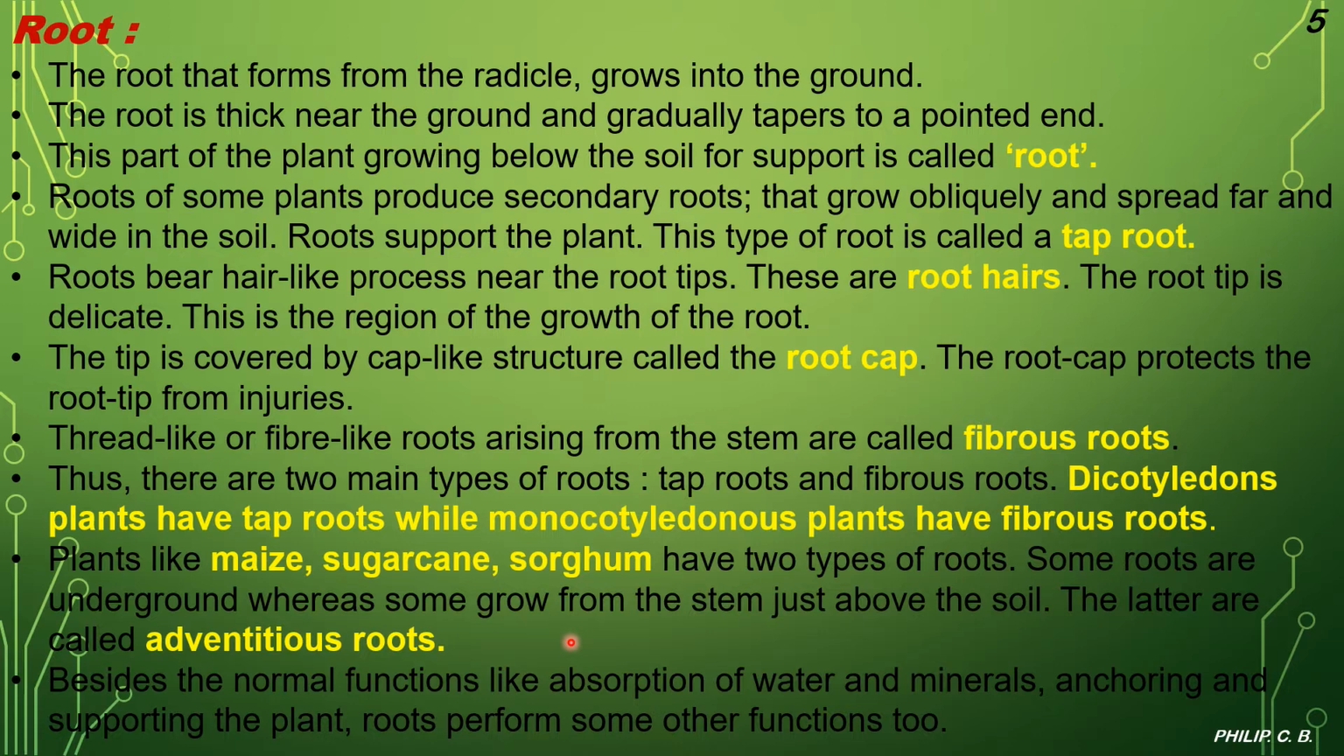Now, as I gave you example, all the fibrous roots are present in monocots. The monocots, best example being rice, wheat, jowar, bajra, maize, sugarcane. All these are monocots, or you can say the crop plant. For example, as I told, rice, wheat, we are more commonly consuming as the food, right? Then, besides the normal functions like absorption of water and minerals, anchoring and supporting the plant, root performs some other functions too. Now, just as I mentioned, what does root do?